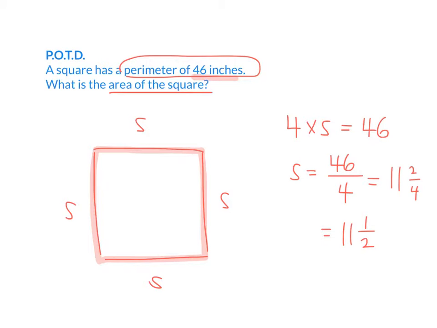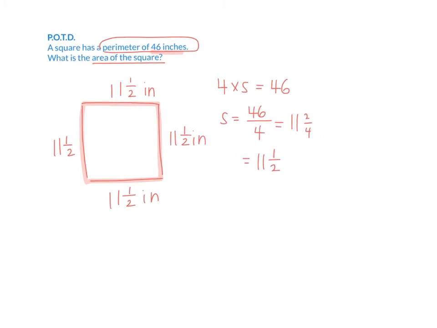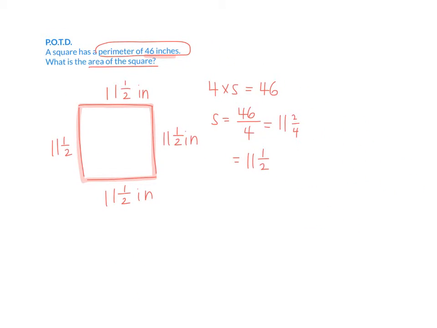No. That just tells me that each side, now instead of S, we know that each side is 11 and a half what? Inches. Very good. Now, how can I find the area then? Well, I know the area is the length times the width, right? So what's the length? 11 and a half. What's the width? So I can find the area by doing 11 and a half times 11 and a half.